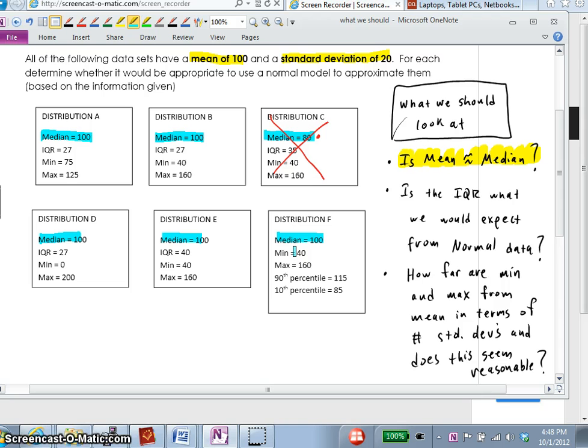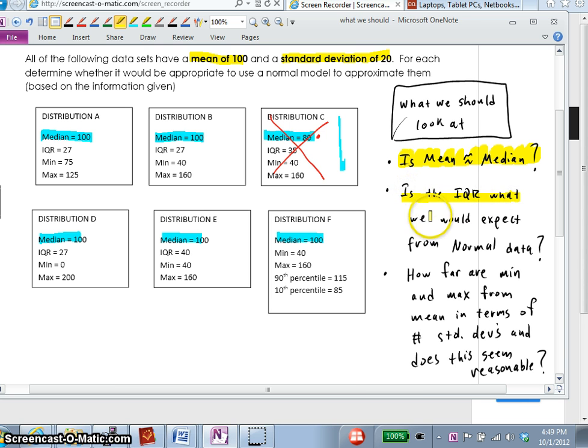We know that we can have data that are symmetrical but not normal. But if we know data are approximately normal, we know it has to be symmetrical. So distribution C is done. We don't have to deal with it anymore, regardless of what the IQR, the min, and the max are. All right.